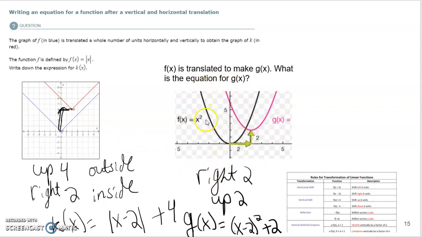Okay, so this is what we should end up getting. It told us that it was an x squared function. So I subtracted 2 inside of it to move it right 2, and I added 2 outside of it to move it up 2. Okay guys, good job today. Remember that the slide numbers, you can go back and rewatch this and write down slide numbers if you have questions for your teacher.